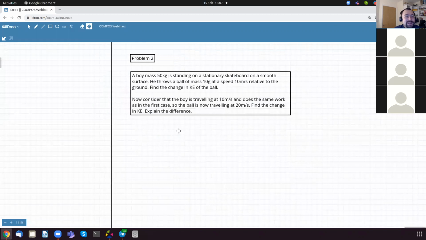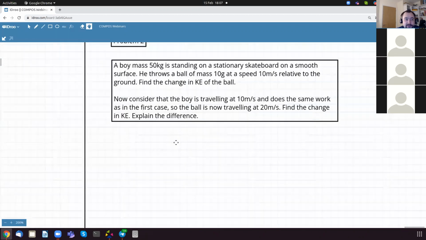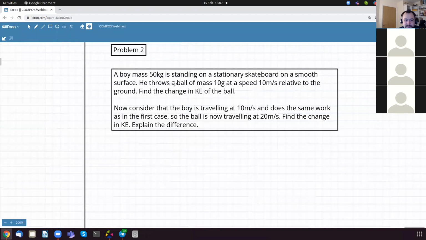Right. So a boy, mass 50 kilograms, is standing on a stationary skateboard on a smooth surface. He throws a ball of mass 10 grams at the speed of 10 meters per second relative to the ground. Find the change in the kinetic energy of the ball.